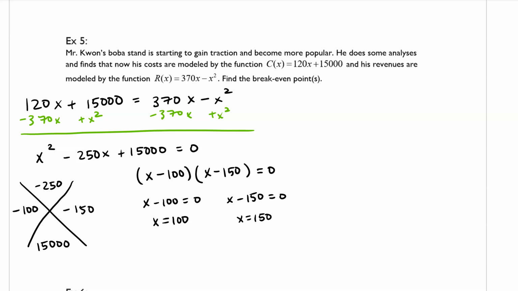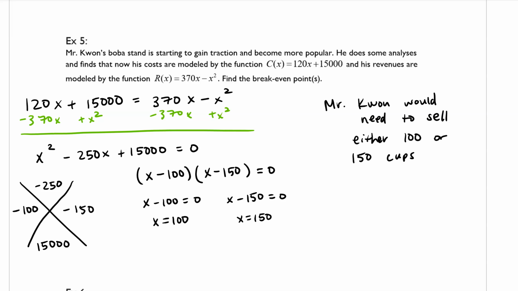What that means is Mr. Kwan would need to sell either 100 or 150 cups of boba to break even.